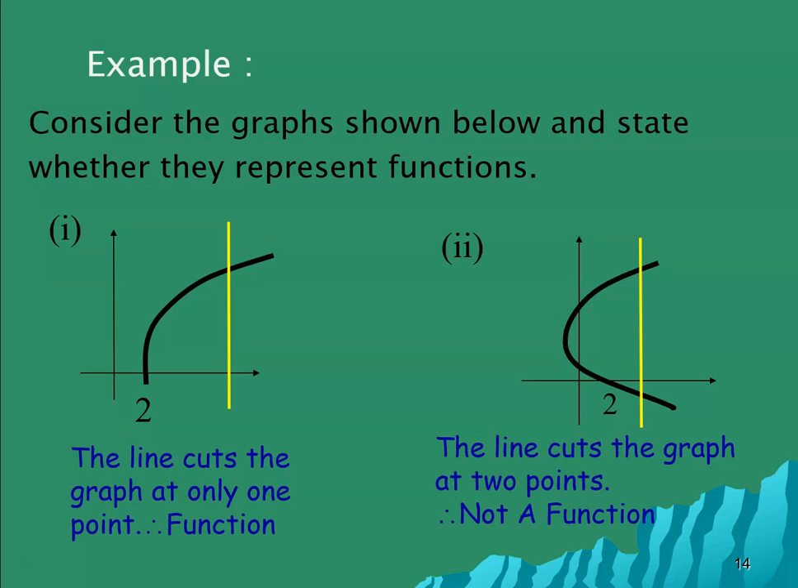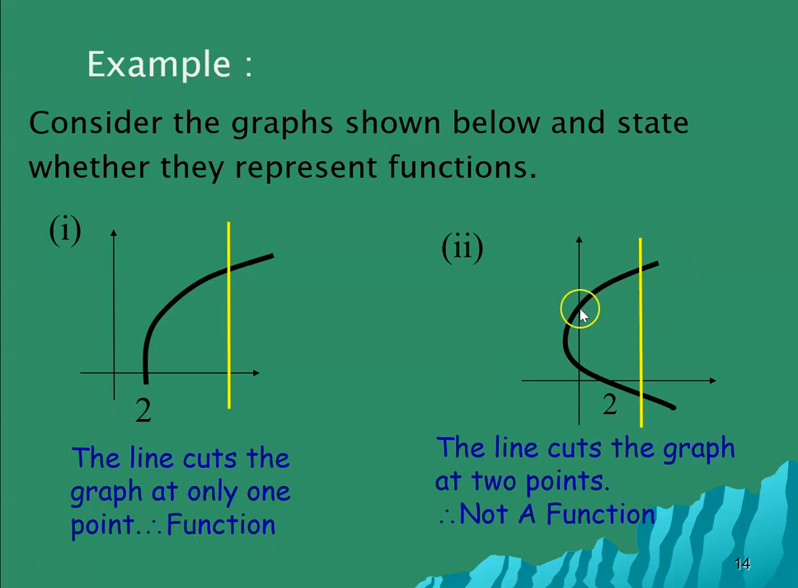For example, we have this kind of graph and this kind of graph. Let's see the first one. So when you draw a vertical line test, this one is the vertical line. So this vertical line over here only cuts through one point in here. So this one, we consider it as a function.